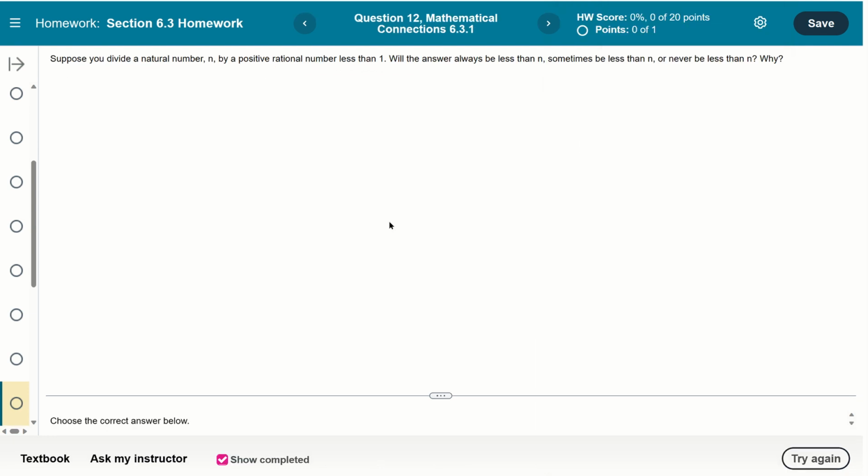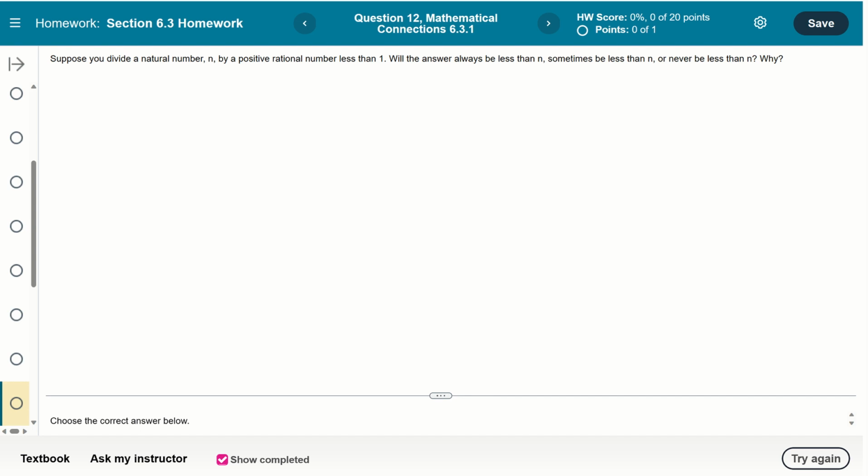All right, here's a good problem. Suppose you divide a natural number n by a positive rational number less than 1. Will the answer always be less than n, sometimes less than n, or never less than n? Why? Now, you have to bring a problem like this to life by just doing an example.